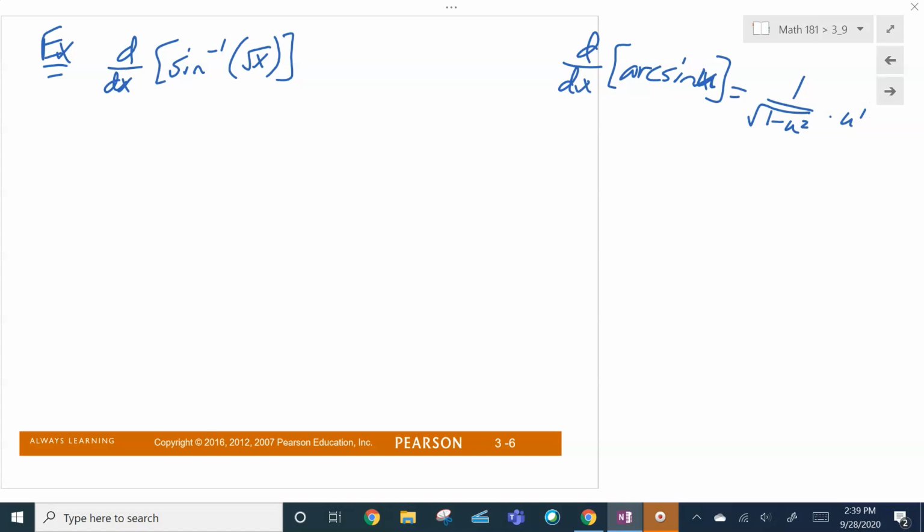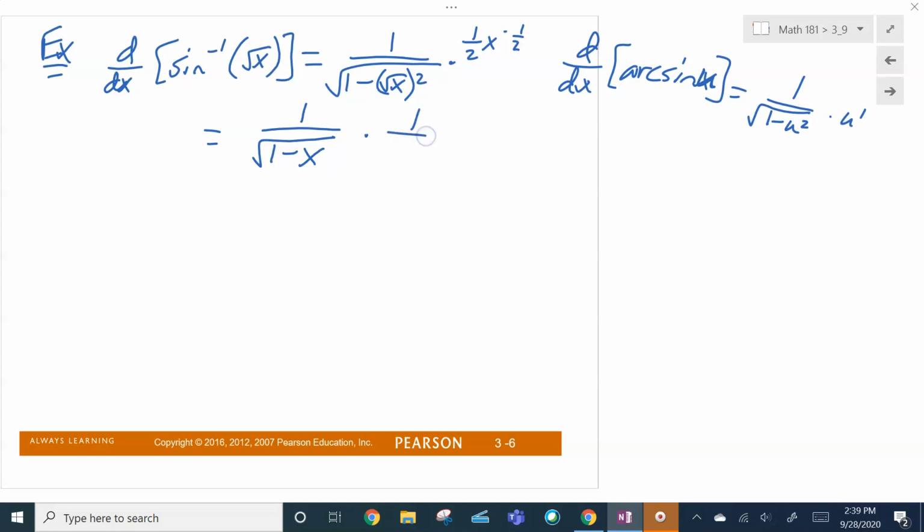Now u is the square root of x, so here we go. This becomes 1 over square root of 1 minus root x squared times chain rule. So what's the derivative of x to the 1/2? It's 1/2 x to the negative 1/2. Okay, so this becomes 1 over square root of 1 minus x. Square root of x, quantity squared, is x, right? Times, and this is 1 over 2 root x.